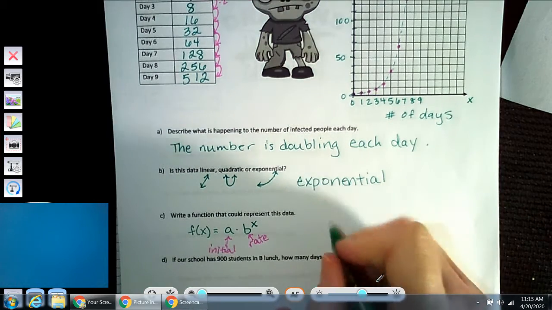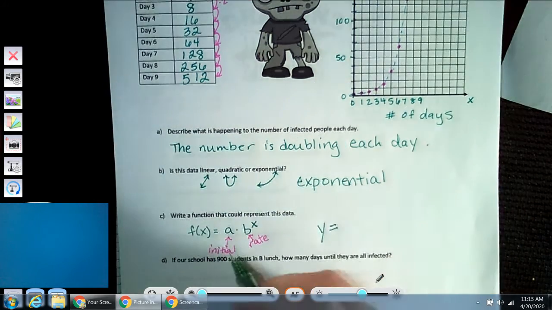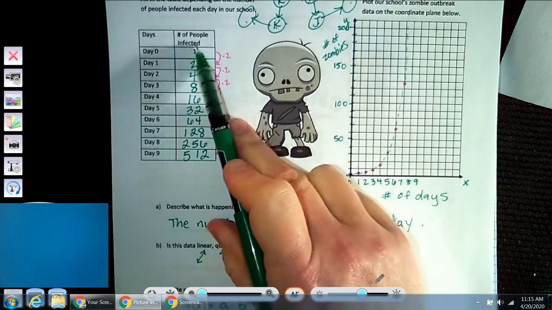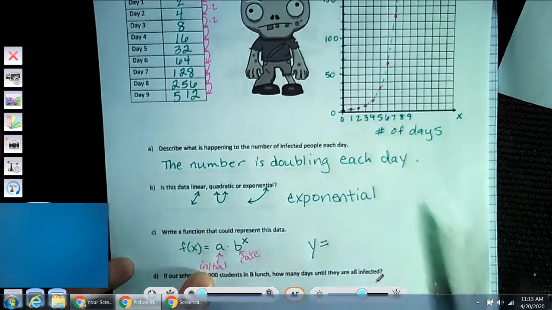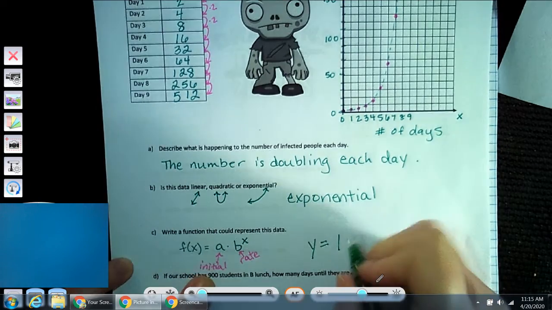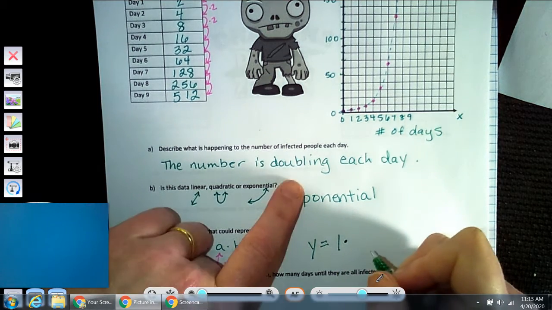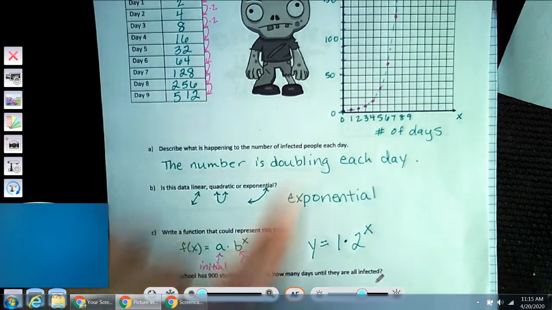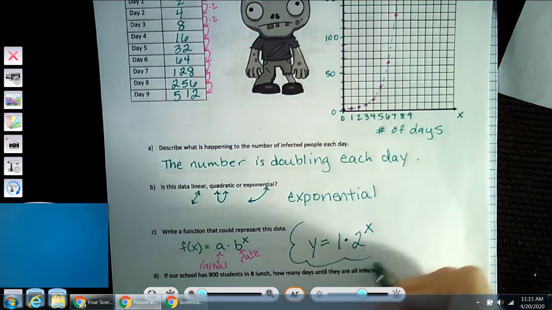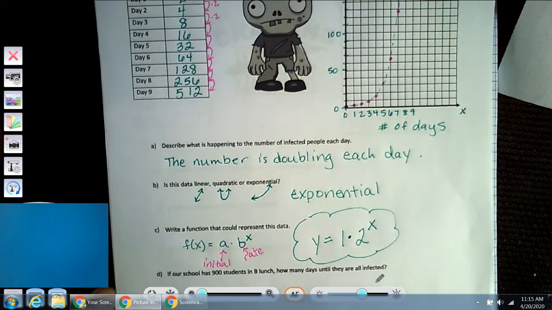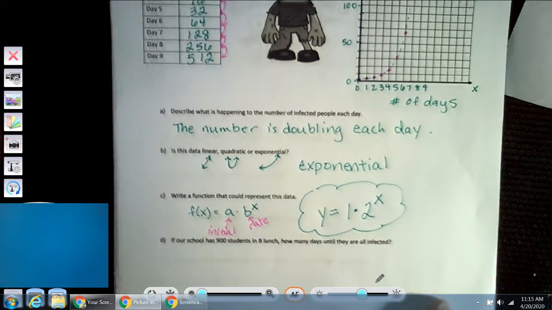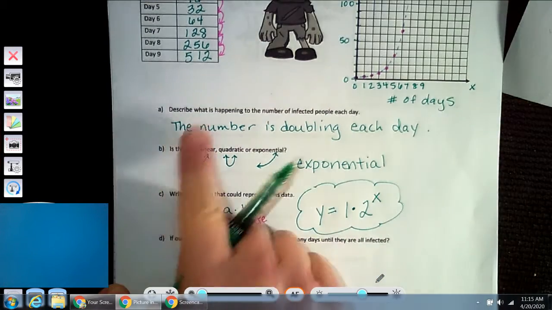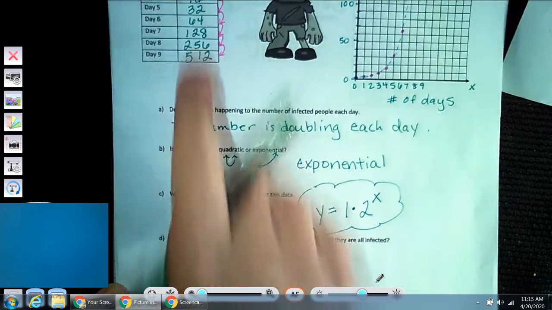So our function is going to look like this. Y equals our initial value. So how many zombies did we start with? We started with 1, just Miss Kruger. So 1 is our initial value, times, we said that it is doubling, so that's going to be times 2 to the x power. So that's our function that would represent this data. If we went into Desmos or on our calculator and graphed this, we would see a curve that would follow this data here. And we would see a table that has the same numbers we had here.